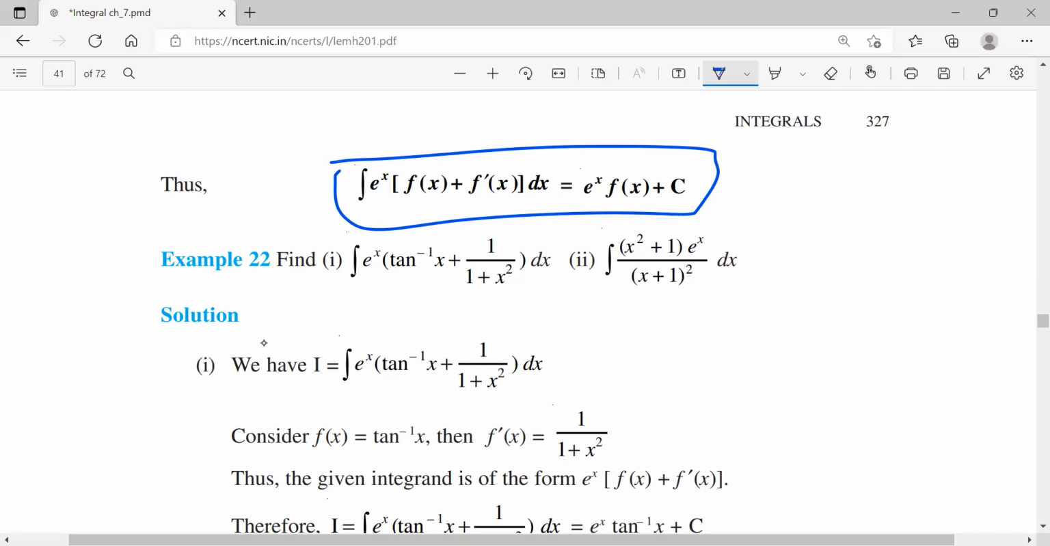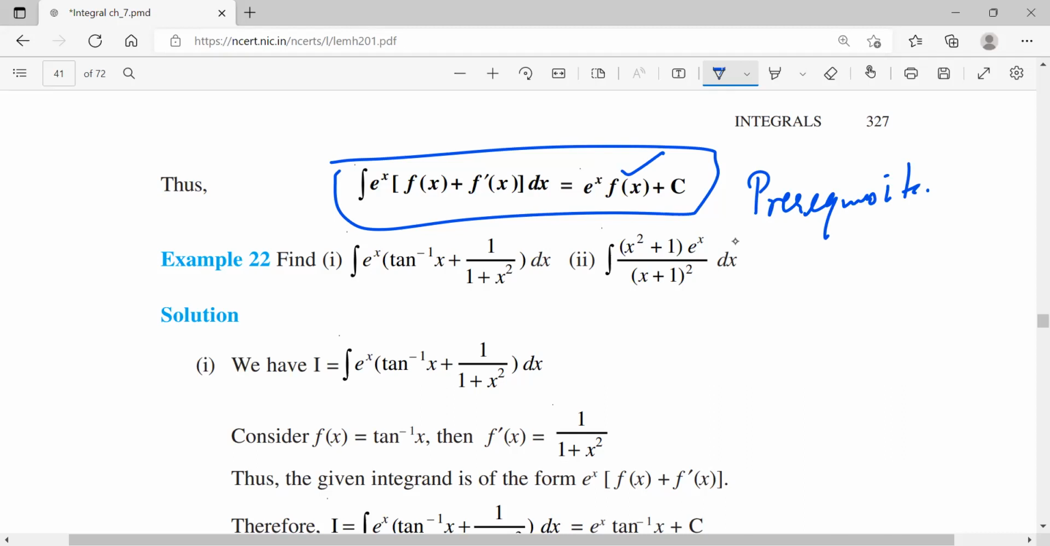So, integral of e power x into f of x plus f dash of x dx is equal to e power x into f of x plus c. For this, we have to know the integration and differentiation formulas well. So the prerequisite for this is that we have to know the formulas pretty well.